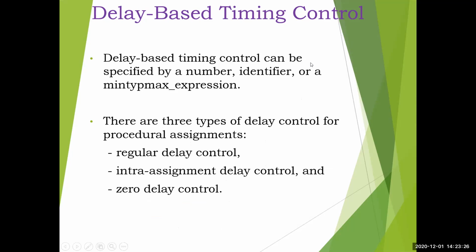So delay based timing control can be specified by a number, an identifier, or a minimum, typical, max expression. Anything it can be. There are three types of delay control for procedural assignments. They are the subtypes as I mentioned. In delay based timing control, we have regular delay control, intra-assignment delay control, and zero delay control. We'll understand this one by one, and that completes the discussion on delay based timing control.